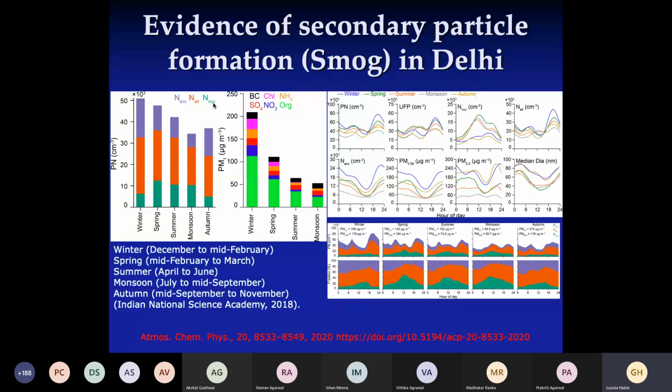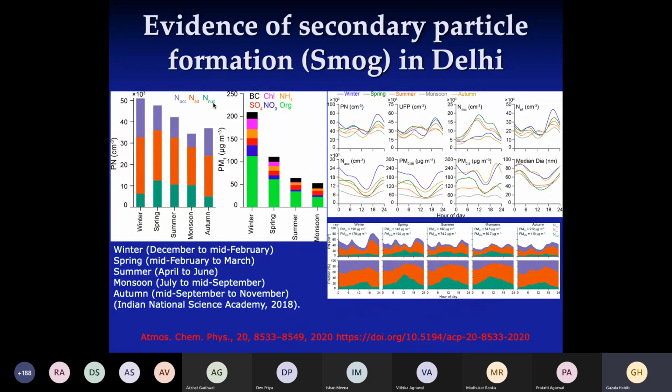Ma'am, humidity. Yes, high humidity. And high temperature, ma'am. In winter you have high humidity, but you don't have high temperature. So you see the fog, right? But you don't see smog formation in winter.